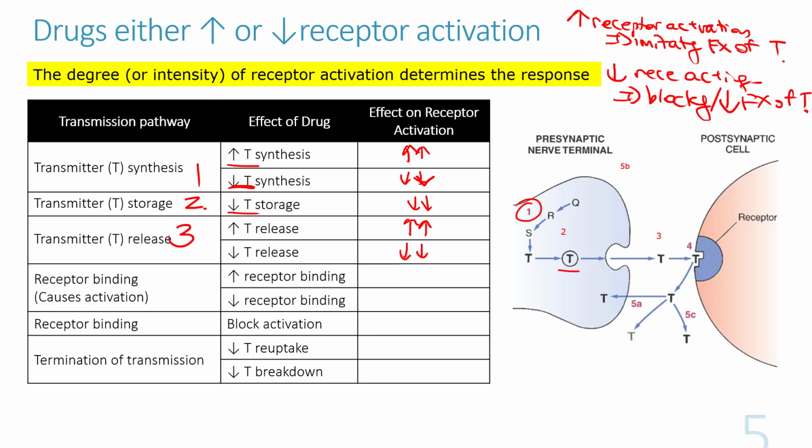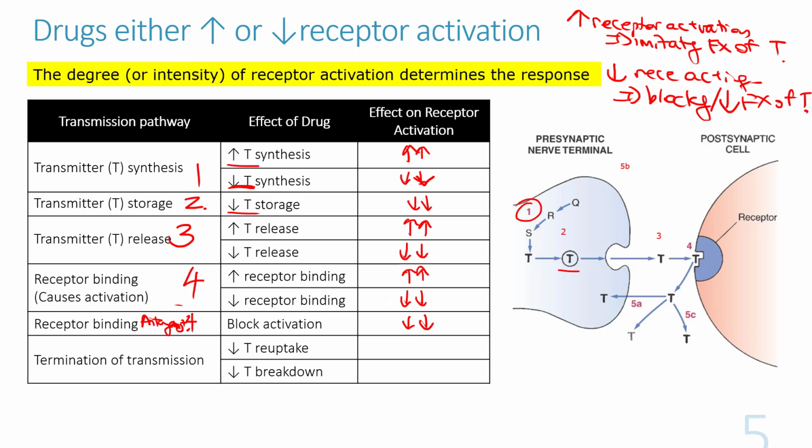The fourth part of the process is, if you increase receptor binding, you increase the effects of the receptor activation. If you decrease receptor binding, you decrease the effect of the receptor activation. If you block the activation of the receptor through the use of antagonists, then you decrease the effect of the receptor activation.